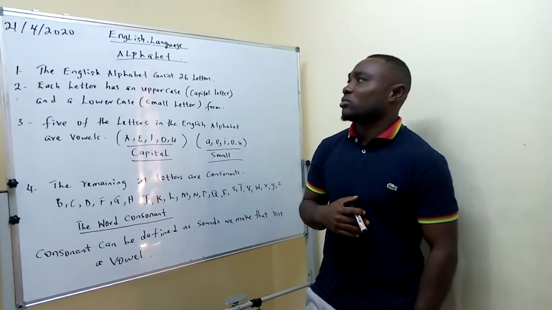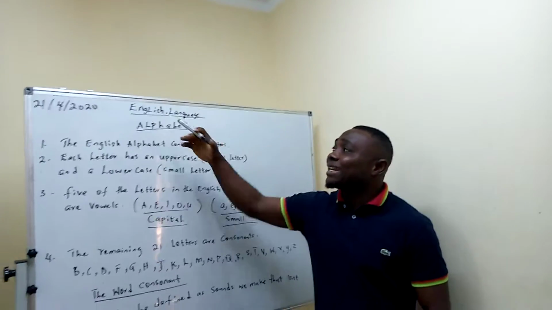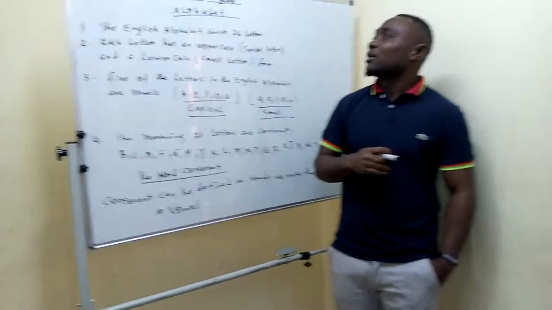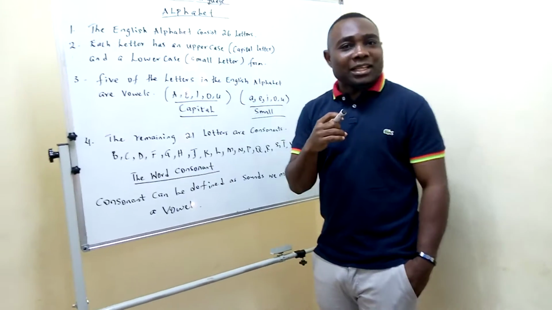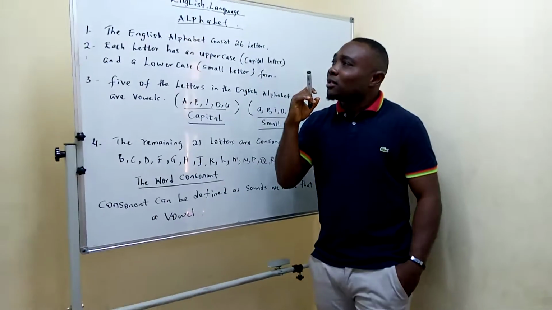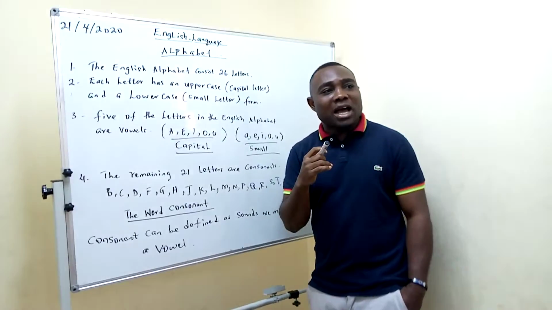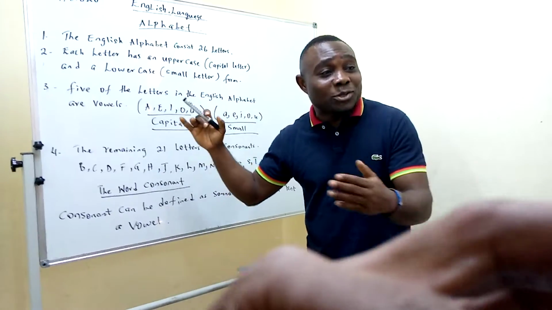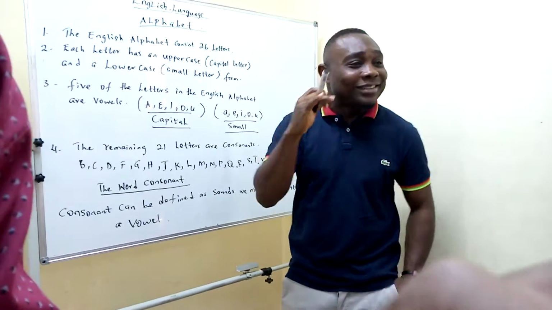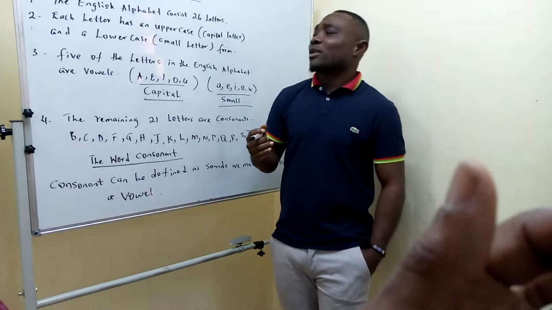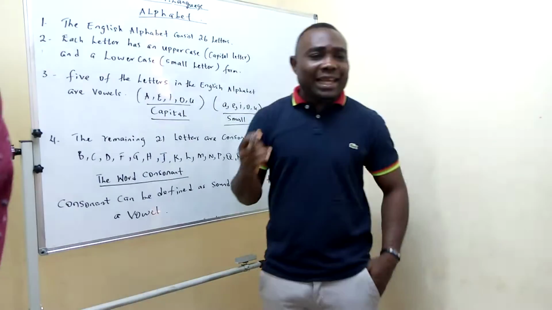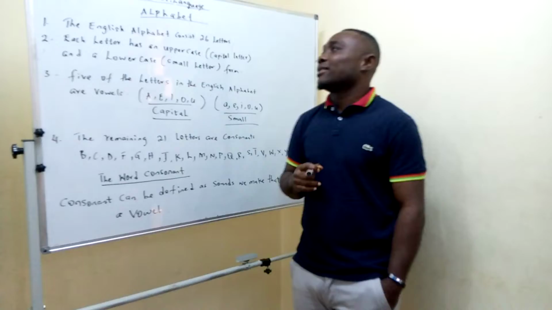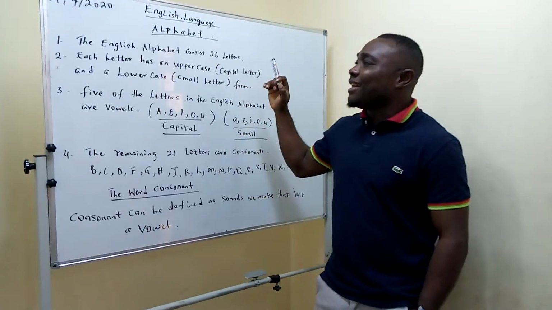Now we have something on the board. On the board we have the English language. As we all know, the English language has letters called the alphabet, from A to Z. The English alphabet consists of 26 letters.